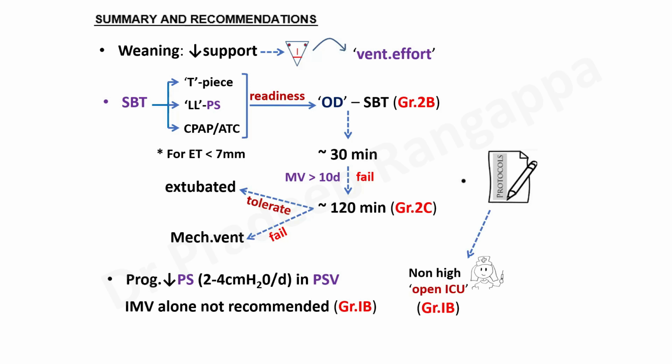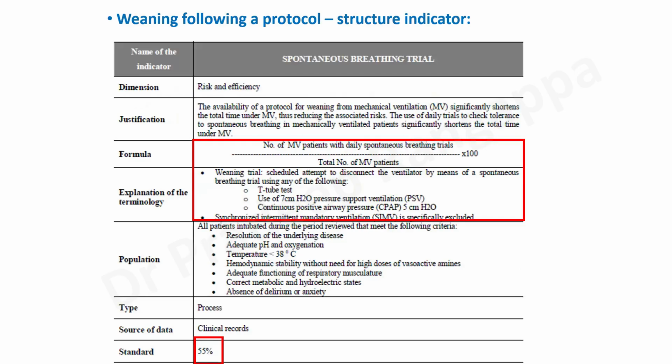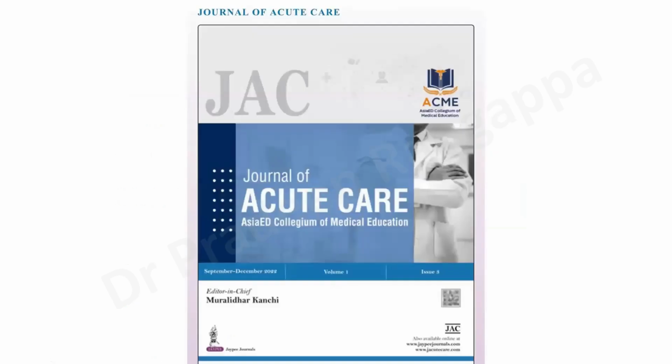It is suggested to have a weaning protocol, especially in an open ICU, and that gets a strong recommendation with moderate evidence. In a closed ICU it is also helpful, but the recommendation is a little underwhelming. So this is in brief about the weaning protocol, and this is the structure indicator. As I said, having a weaning protocol is a structure indicator, and the quality benchmark is 55%. The formula uses the number of mechanically ventilated patients with daily spontaneous breathing trials divided by the total number of mechanically ventilated patients, times 100. That's the formula you use to determine that at least more than 55% of your intubated patients should be put every day on some sort of weaning protocol or weaning process, and that is a quality indicator that one has to adopt.